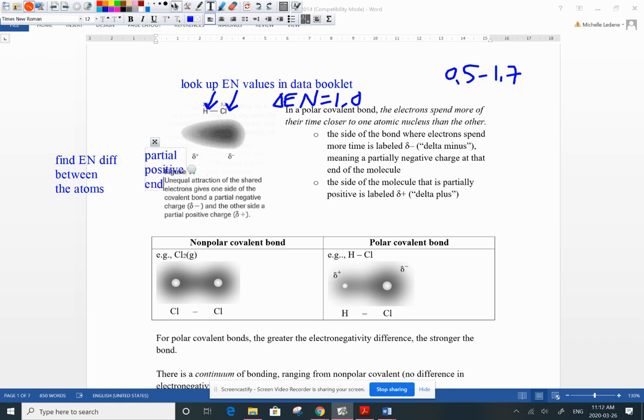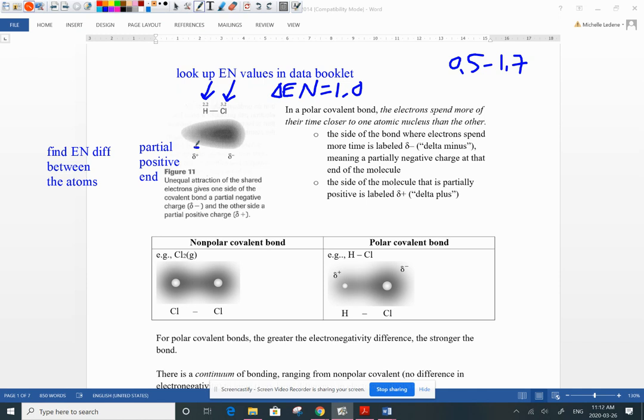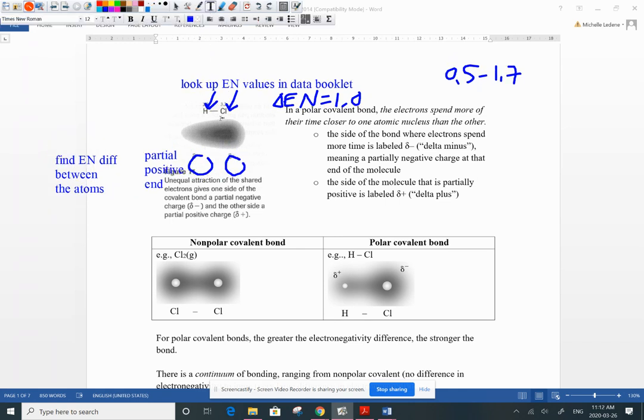And we indicate that by this funny little symbol, it's a Greek letter delta. It's the small letter delta with a positive, saying this is the more positive end of the molecule, where fewer electrons are, because hydrogen is not as strong at attracting electrons as chlorine is. On the other hand, here's this little delta negative around the chlorine atom, and that means this is the partial negative end of the molecule.